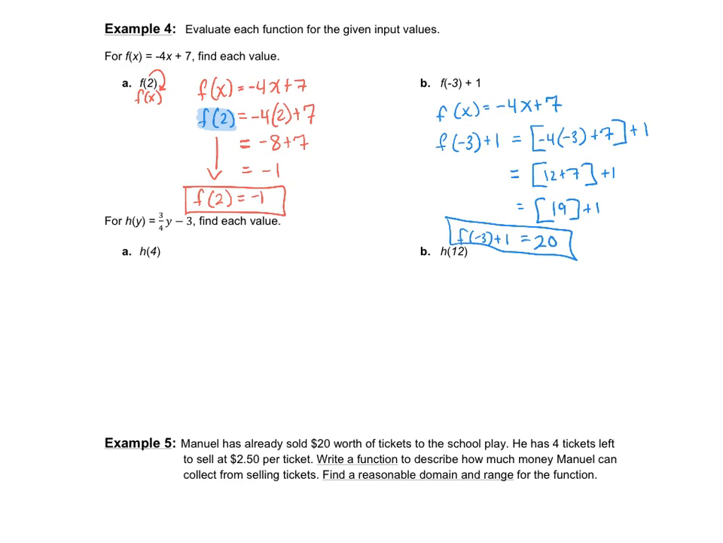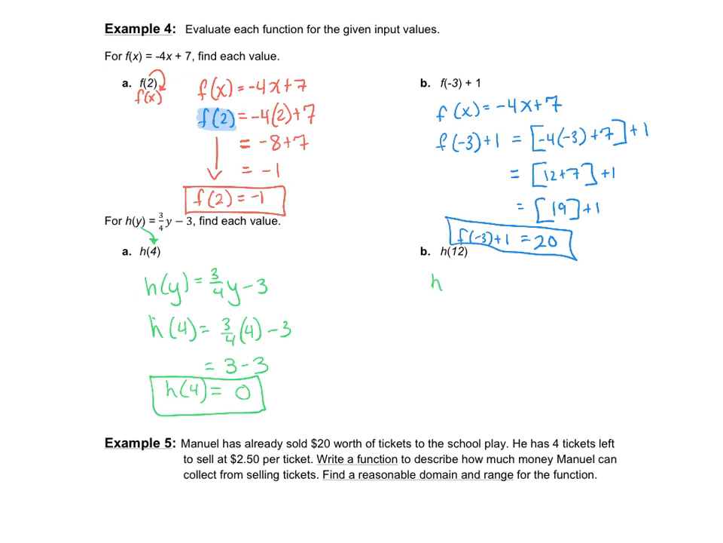Okay, h of 4. So now I'm saying that the y is 4. So for h of y is equal to 3/4 y minus 3, I'm going to plug in a 4 wherever I see the y. So 3/4 of 4, which is 3, minus 3. So that's what I get, 3 minus 3, which is 0. So then I can write my answer as h of 4 equals 0.